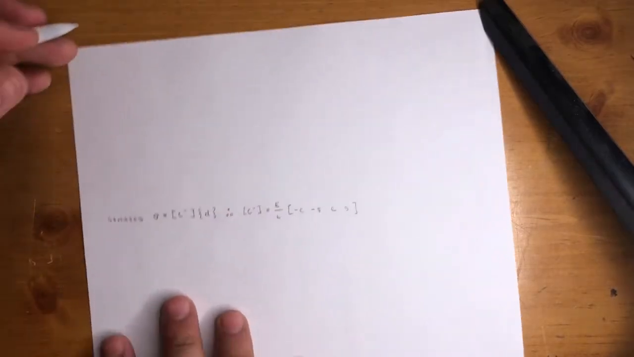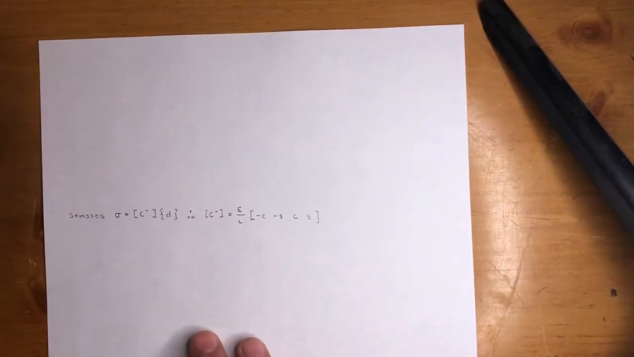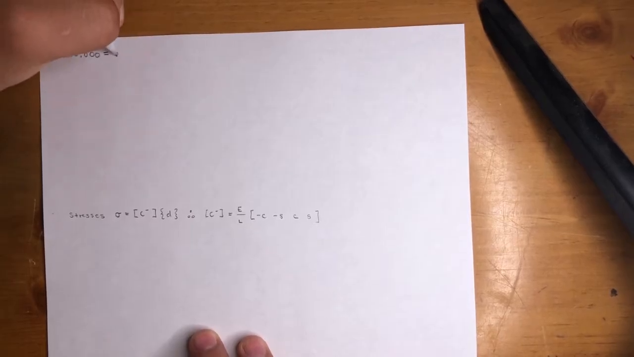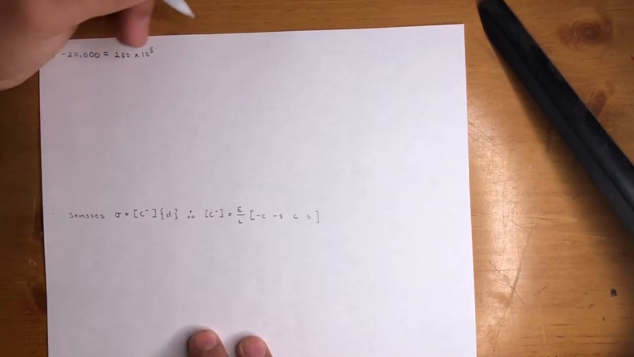So let's go ahead and do that. My bad, I already have it ready, just to save time. But do the equations. Just like I said, step 4 is negative 20,000 is equal to 280 times 10 to the 5th. What is that?